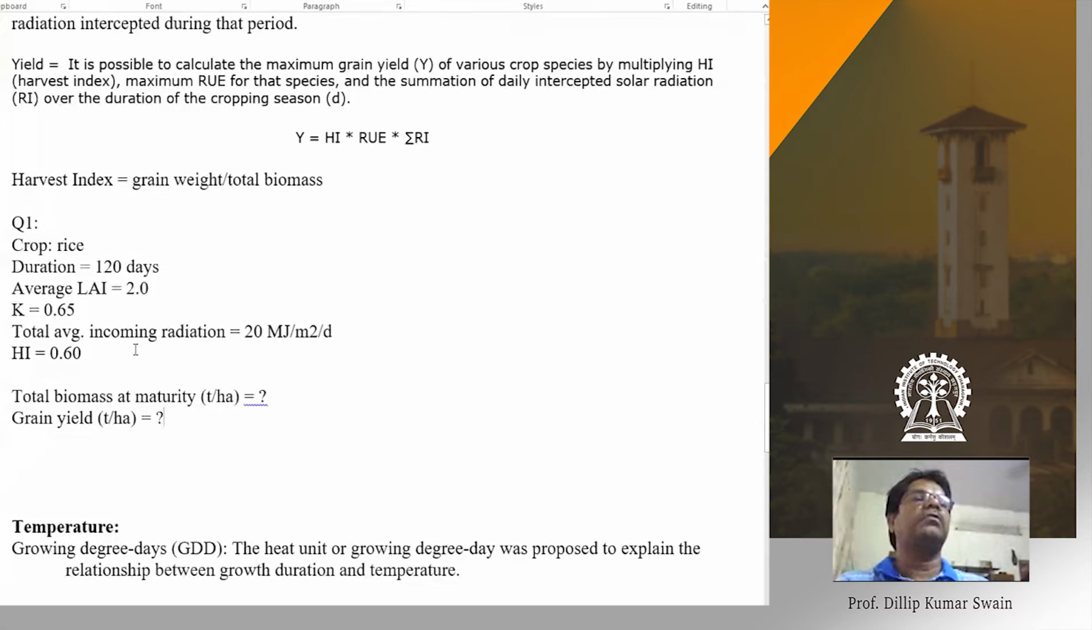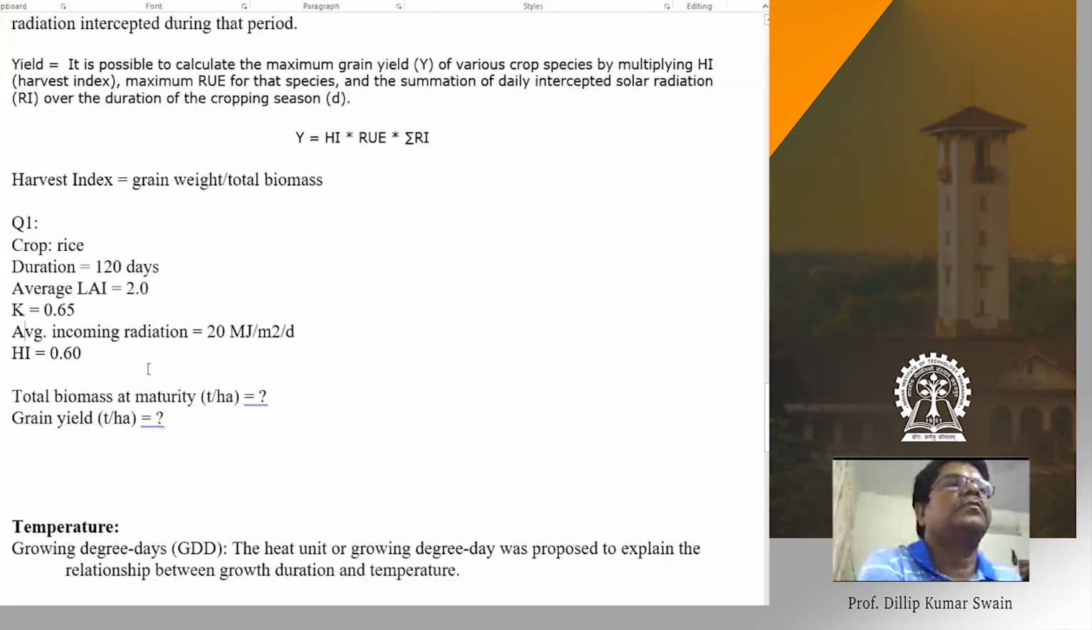The average incoming radiation may vary from day 1 to day 120. From day 1 it may be around 10 megajoules or 12 megajoules, sometimes 20. Again it may decrease to around 18 or 10 megajoules per meter square per day. But if you see the average, sometimes it may be more than 20 and sometimes less than 20. The average has come as 20 megajoules per meter square per day. Harvest index is 0.60. So now you calculate the total biomass at maturity and the grain yield in tons per hectare. How much can you estimate from this information?